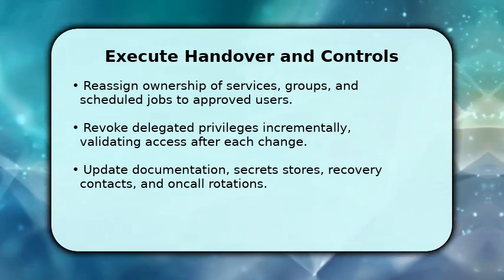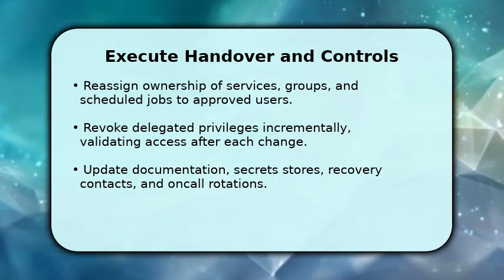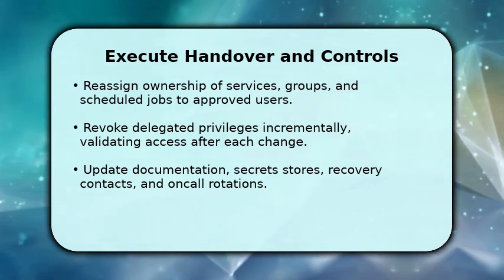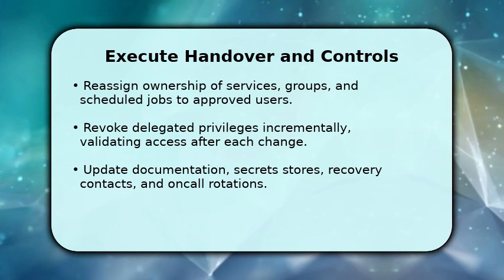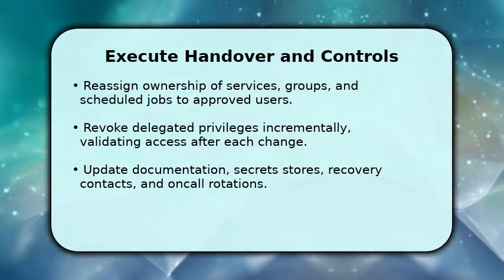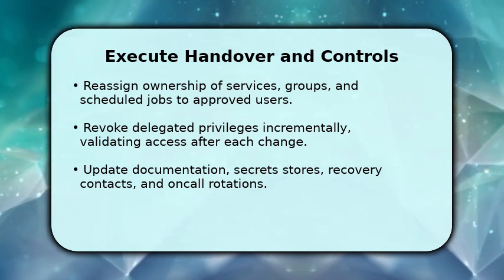Once transfers are verified, revoke delegated privileges in stages rather than all at once, and validate access at each step to catch problems early. Meanwhile, update runbooks, password repositories, and emergency contacts so the team knows who to call. This phased approach reduces risk and keeps systems operational while removing.